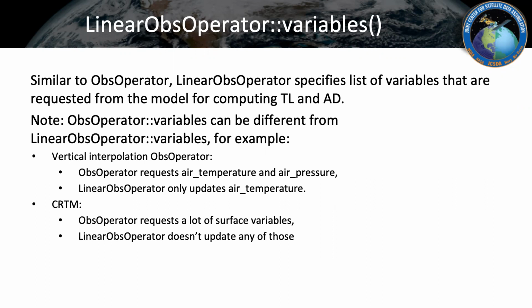Another example is for CRTM. The obs operator itself requests a lot of information about the surface, or the Earth's surface. And not all of that is representable by continuous variables. For example, in some of the ways that you can call CRTM, you can assume that there are a couple of different types of ground. Say, for example, you can have open ocean, or snow-covered grass, or desert. These are categorical variables. They're not continuous. So the linear obs operator doesn't really update any of these, and these are left to be handled outside of the main retrieval loop.